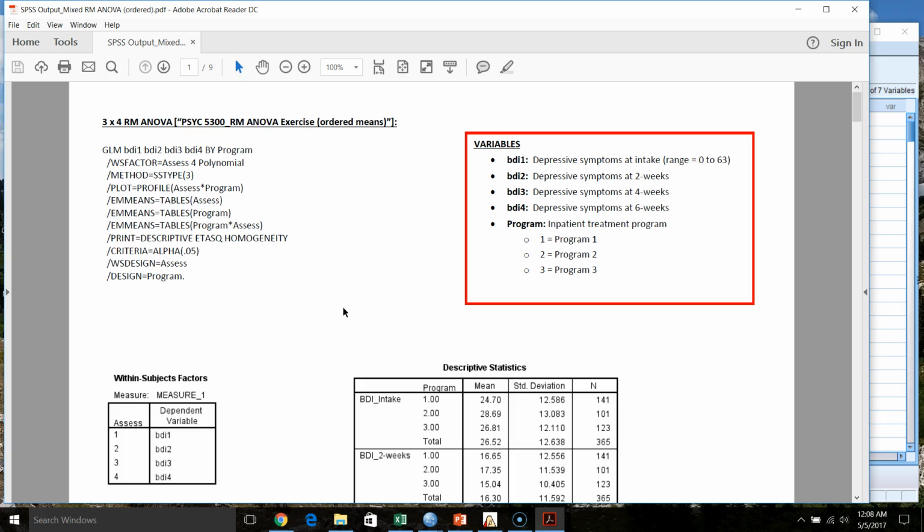Recall that what we have here in these data are measures of depressive symptoms among individuals seeking inpatient treatment at intake, at 2 weeks, at 4 weeks, and 6 weeks, and then we're splitting this up by program 1, 2, and 3. These are just different treatment programs. The question here is whether or not we see different patterns of response in terms of mean depression symptoms across these repeated measures assessments by these different treatment groups.